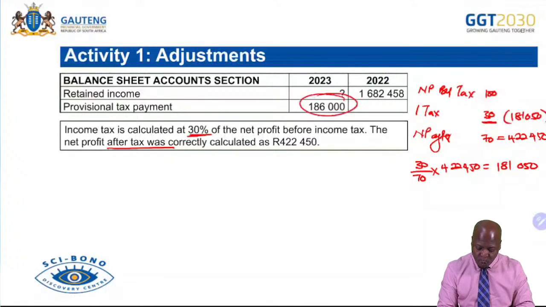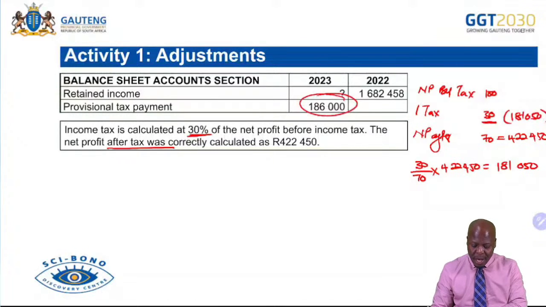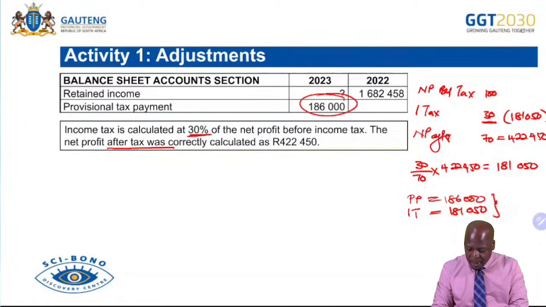Once you have calculated this, remember, if you are also preparing a statement of financial position, that you have made provisional payments of 186. So if you've made provisional payments of 186, yet your income tax is 181,050, it therefore means you have paid more to SARS. And how much more have we paid to SARS? 4,950. And that goes to your statement of financial position, trade and other receivables.